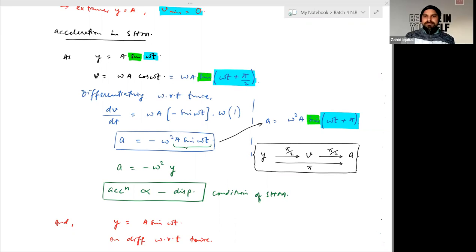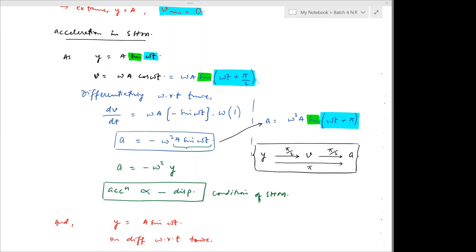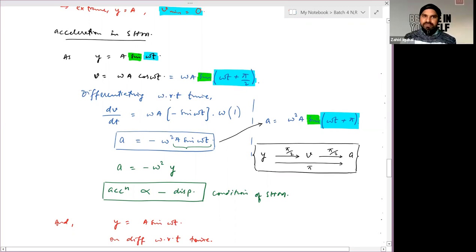Is it clear? Yes, sir. I did not see the conversion part. Okay. So whenever you have to calculate phase difference, first convert function in same type and then calculate the difference of their angle. You'll get the phase difference.